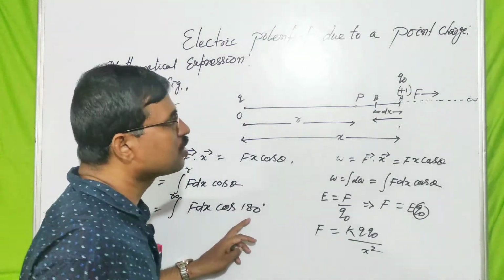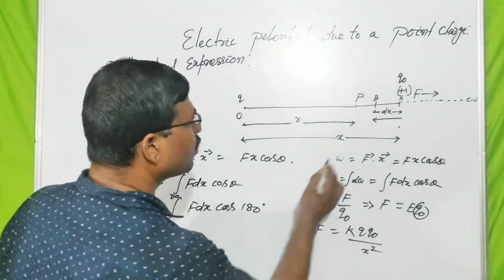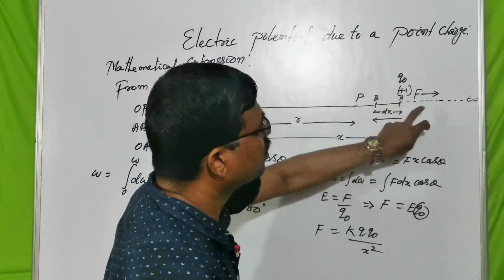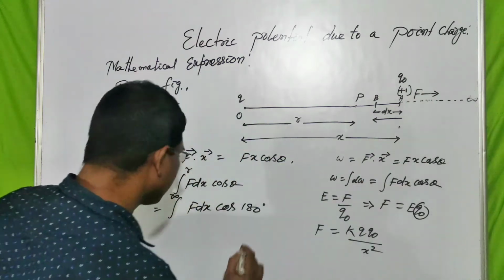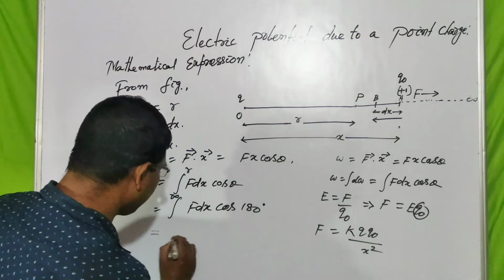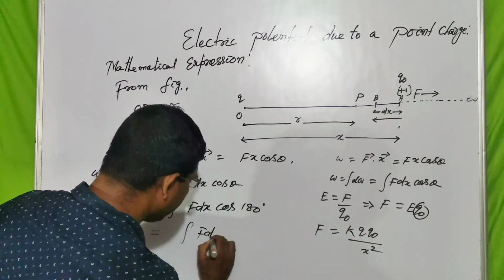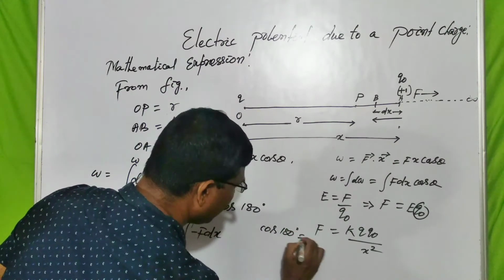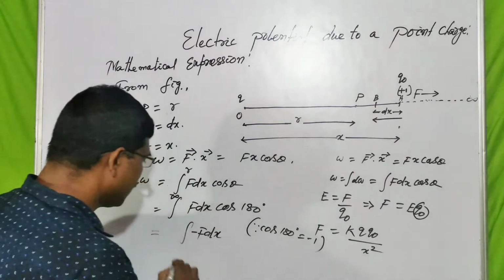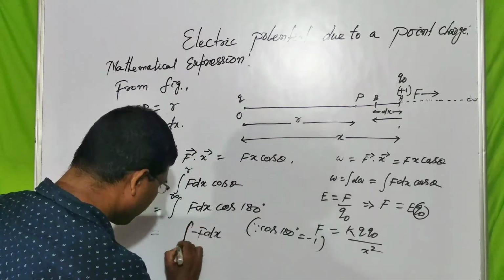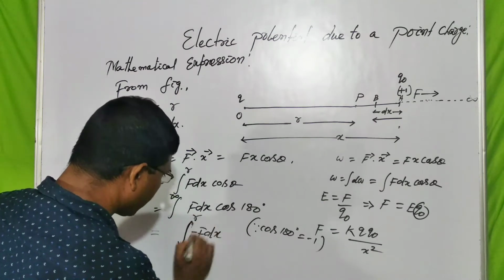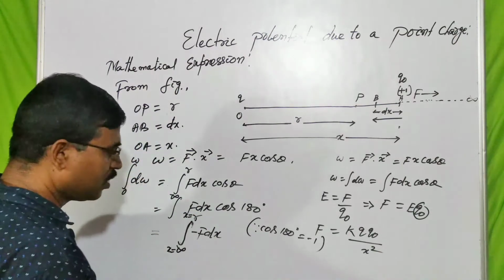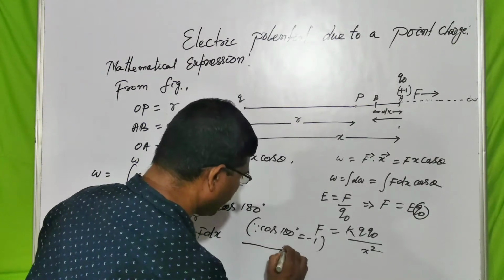Now theta is how much? Theta is 180 degree, because of antiparallel vectors, or you can say the displacement is opposite to the direction of the electrostatic force. So now you can write, it is F dx minus, as cos 180 degree is equal to minus 1. Understand? So from infinite to r, this value x is equal to infinite, x is equal to r. It is minus. So suppose this equation is 1.